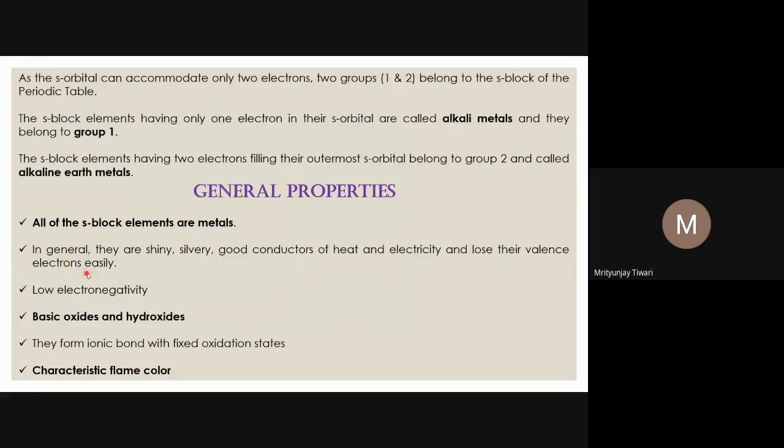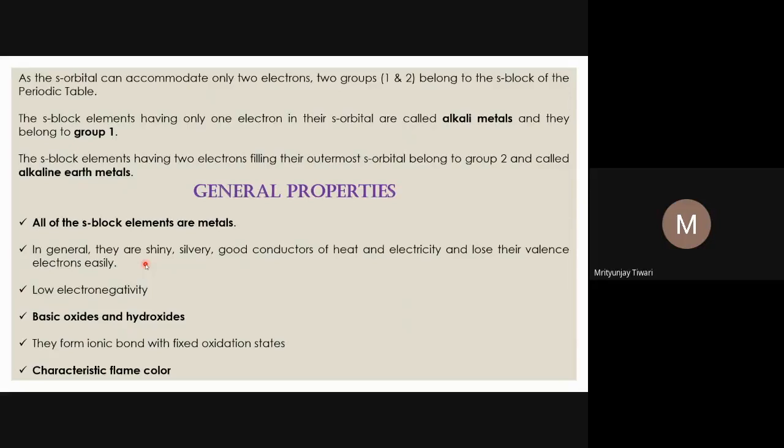Now, in general, they are shiny, silvery, good conductors of heat and electricity, because they are metals. They lose their valence electrons very easily, because those valence electrons are loosely bound. And why are they loosely bound? Because the effective nuclear charge is weak in the case of alkali and alkaline earth metals.